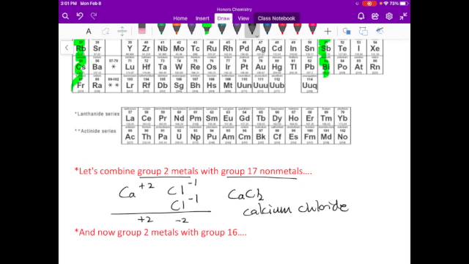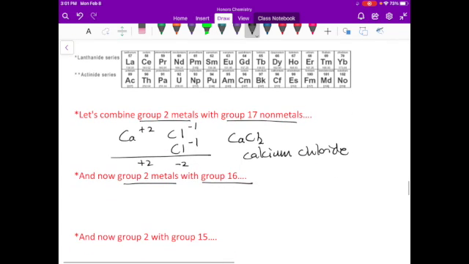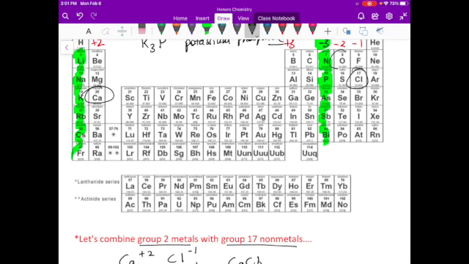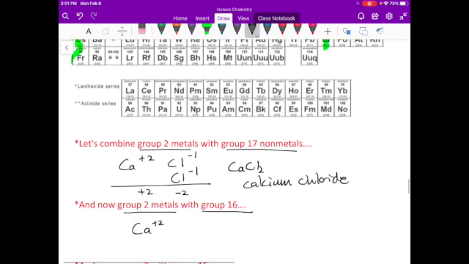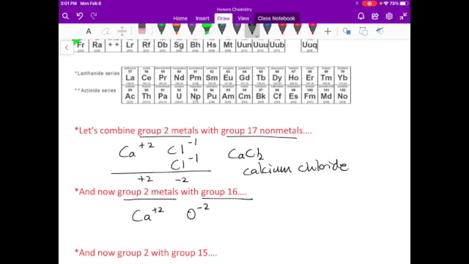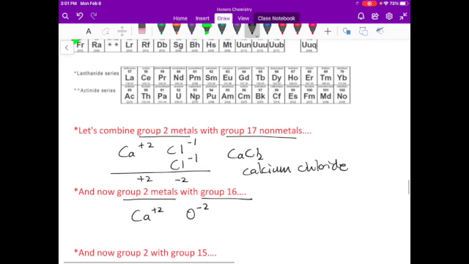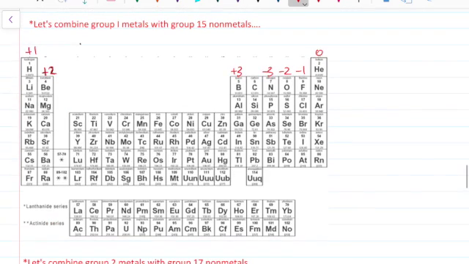How about if I wanted to combine a group 2 metal with a group 16 nonmetal, okay? Well, let's use calcium again for my group 2 metal. And let's use oxygen for my group 16 nonmetal. Oh, and now it's already balanced again. +2 -2 is 0, so we don't need any subscripts in our final answer. And this is going to be calcium oxide. Okay, how about we combine group 2 with group 15? So let's go up to group 2.